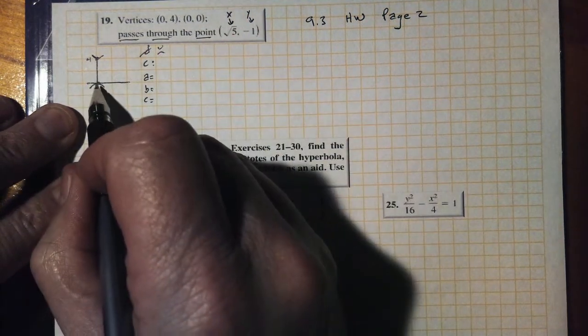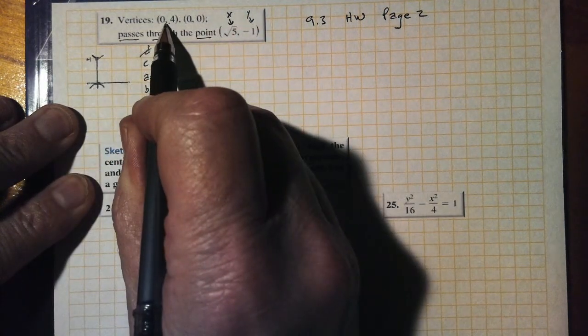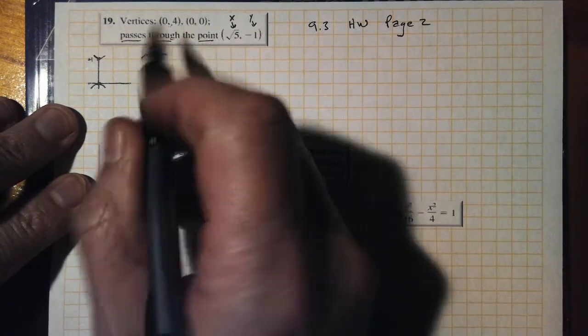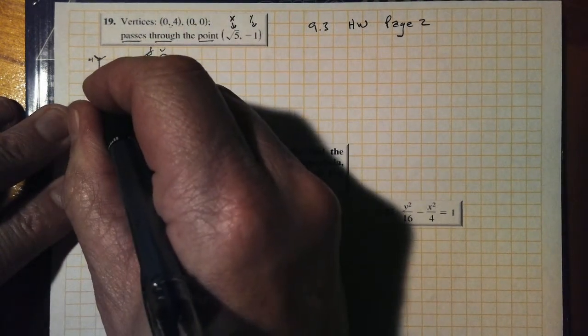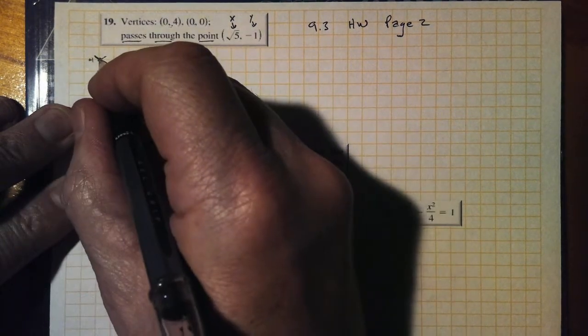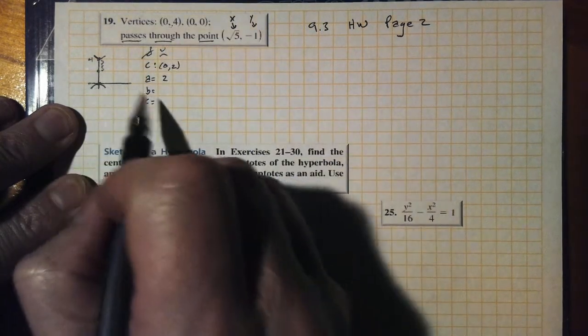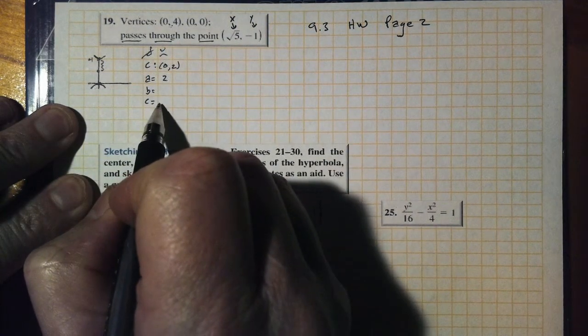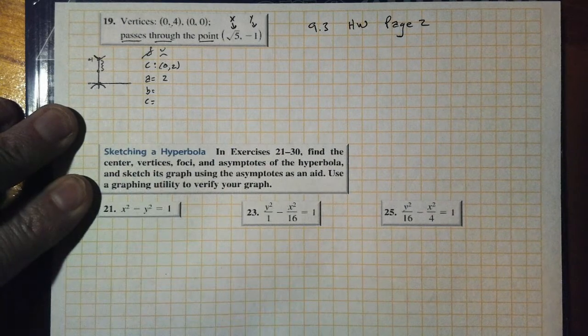My center is halfway between these, which is just the midpoint. You could use the midpoint formula if it's more complicated, but clearly this one is just at 0, 2. A is the distance from the vertex to the center. B, we don't have it. C is center to focus, but we don't have the foci either.